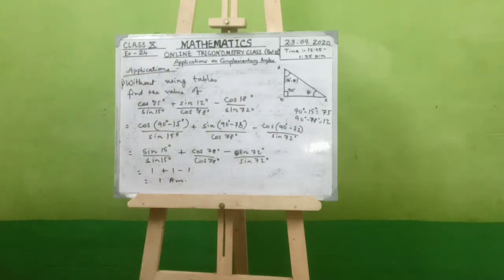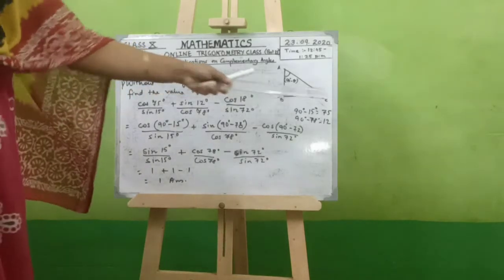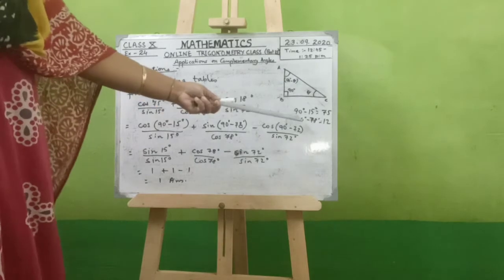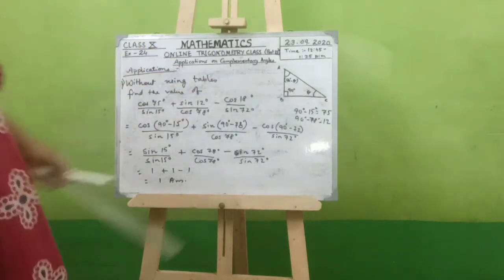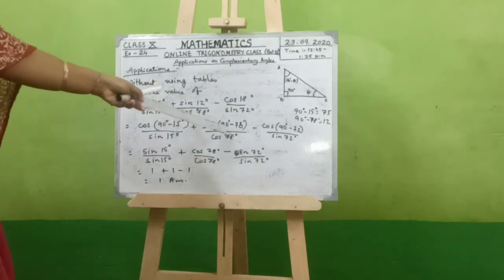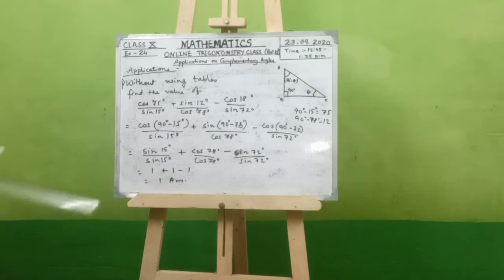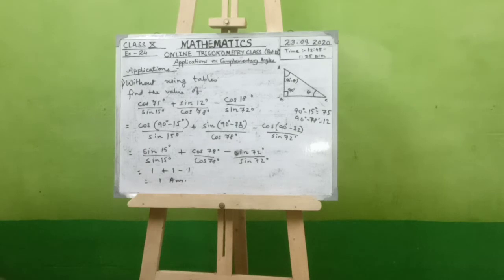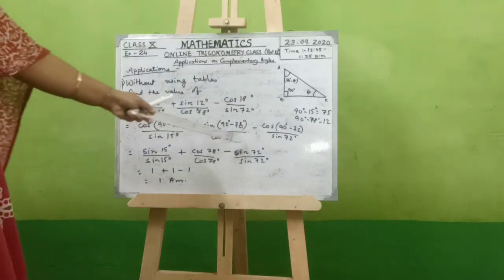Now, instead of cos 75°, you can write cos (90 minus θ). What's θ? This value. So cos (90 minus 15) is equivalent to cos 75°. I have shown over here 90 minus 15 is equal to 75. Instead of sin 12°, we are writing sin (90 minus 78). Instead of cos 18°, we are writing cos (90 minus 72). And the lower denominators we are keeping the same.